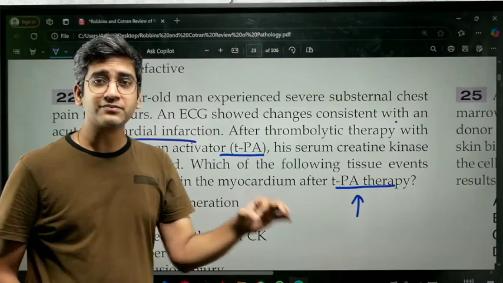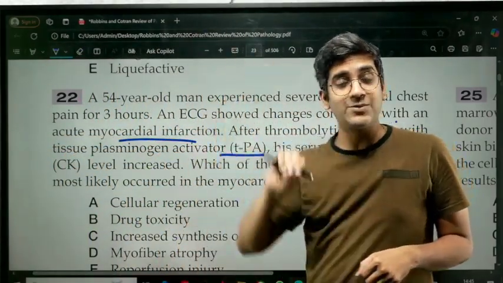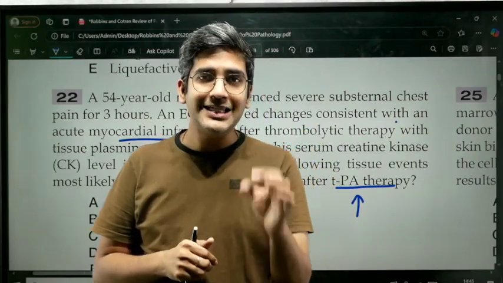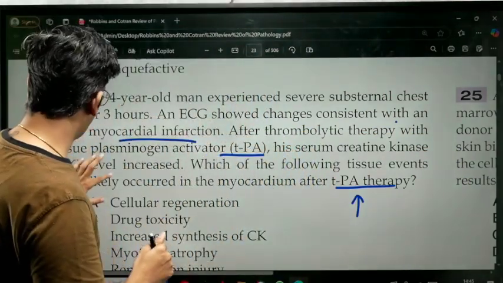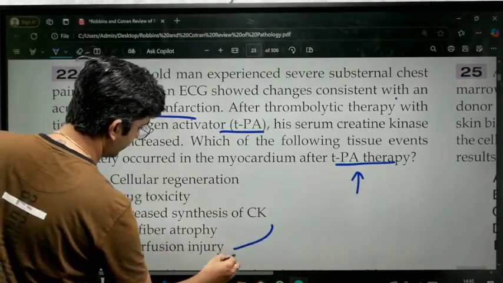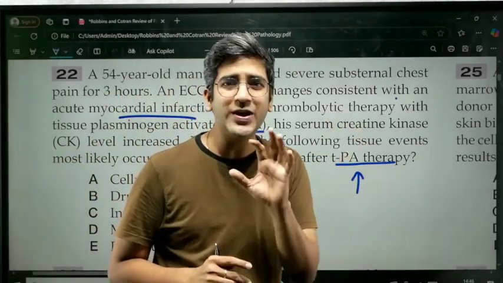So here, it's clearly mentioned that even after the TPA therapy, the creatine kinase is higher, which means a little bit more injury is happening after TPA therapy. The reason is very simple. One of the reasons I have more injury even after giving back the blood supply is reperfusion injury, right? So what is reperfusion injury? Reperfusion is a very, very simple concept.